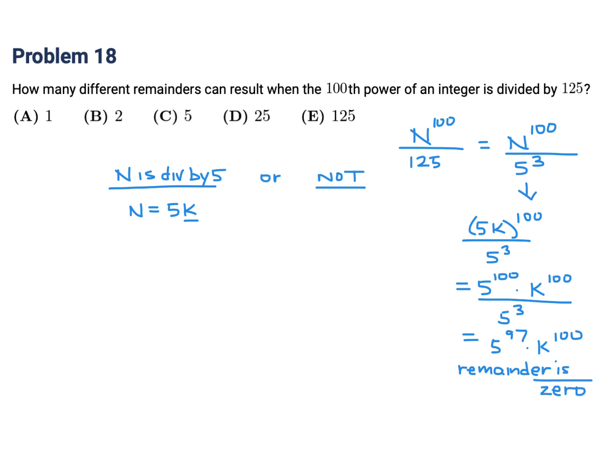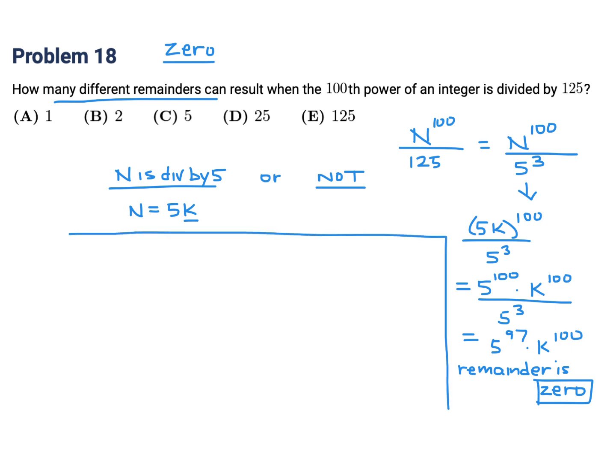Okay, so that's one possible. How many different remainders are there? So one answer is 0. Okay, how many? Okay, I got it. So we have to figure out how many other remainders are possible. Okay, how do we do that?